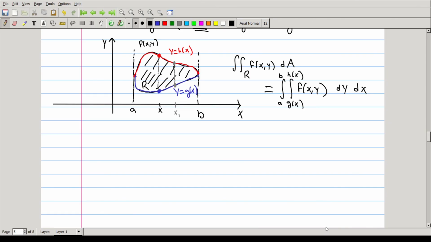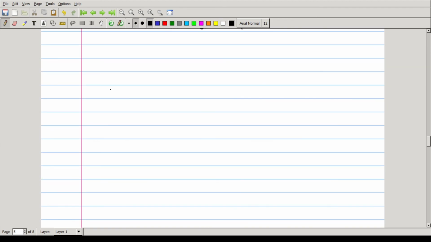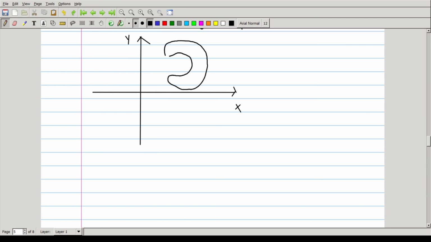Lastly, I also want to point out, before we get into the examples, that if in fact your region is not simple, that's okay. You can rewrite the region to be a union of simple regions. So for instance, if we have a region that we want to integrate over that looks like this, say, this is our region that we want the integral of. This is a non-simple region.